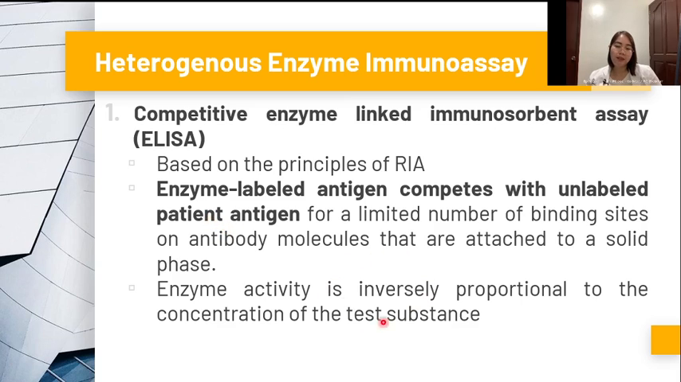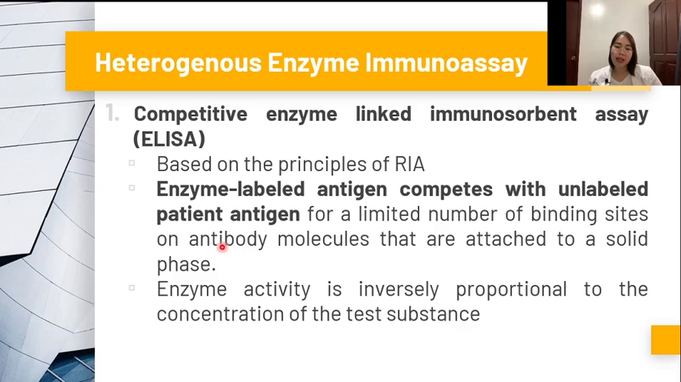That's why the enzyme activity is inversely proportional, which means the more patient antigen is bound, the less enzyme label is detected. And the higher the enzyme label, the higher the color change, or the stronger the color reaction detected, meaning the lesser our patient antigen is. Okay? And this method is typically used for measuring small antigens that are relatively pure, such as drugs and hormones. So that is your competitive ELISA.